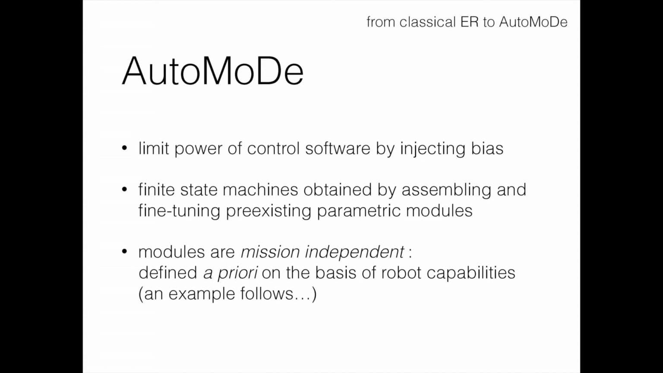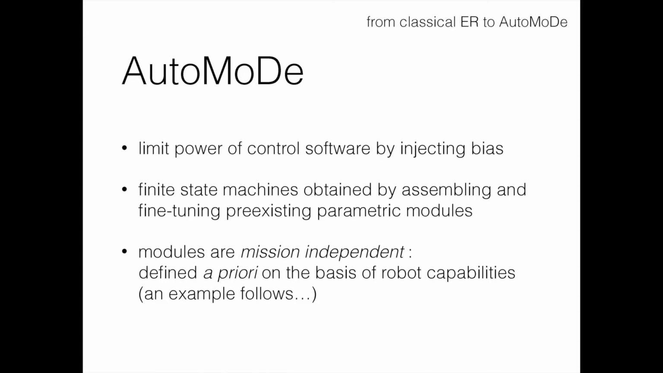By restricting to the control software that can be produced by assembling predefined modules, in a way we restrict the representational power of the design process. In other words, we reduce the space of behaviors that we can realize. By doing so, we clearly inject a bias, so we will possibly be unable to produce a specific behavior that you might have in mind.